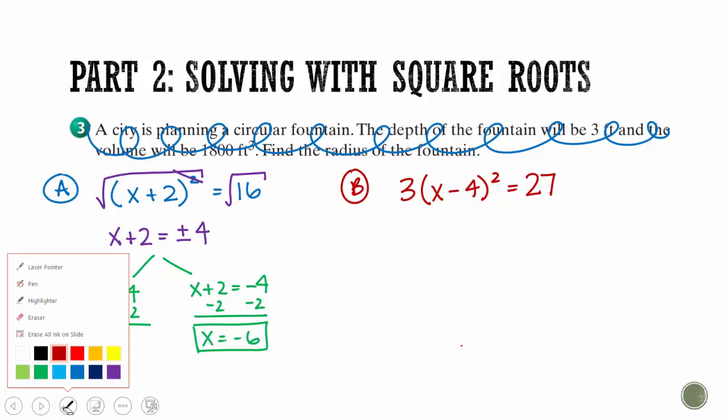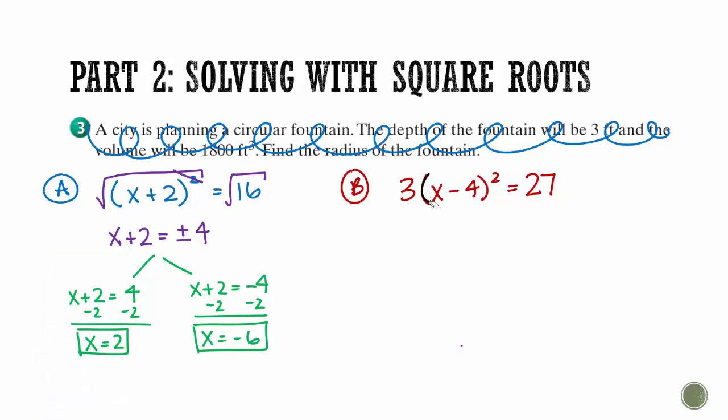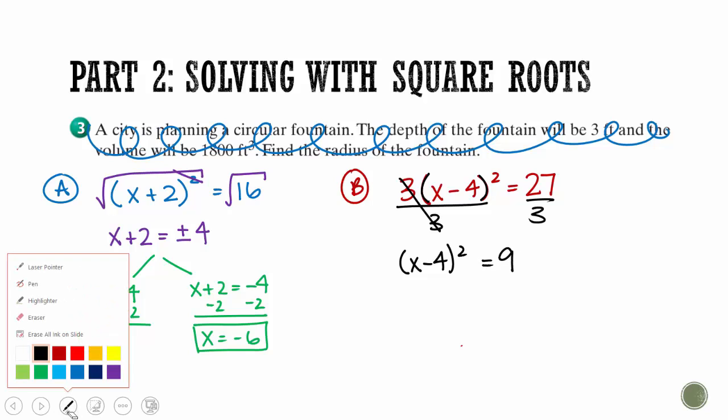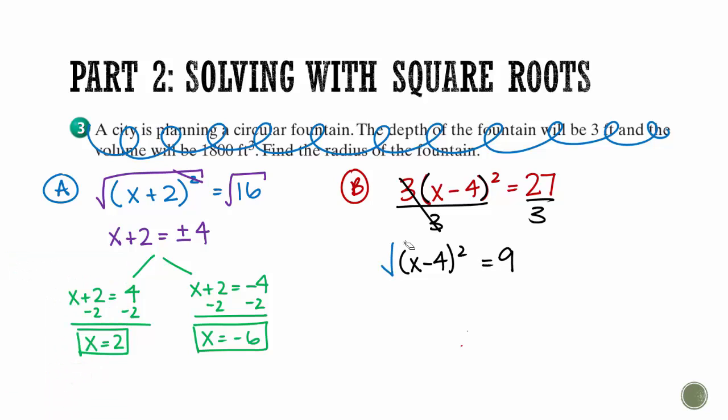So remember, you need to get whatever is squared by itself. So right now it's this stuff in parentheses. So to get it by itself, I got to divide by 3. And I get x minus 4 all squared equals 9. So now I can take the square root of both sides. So square and square root cross each other off, and I get x minus 4 equals plus or minus 3. Remember, that gives us two different problems.